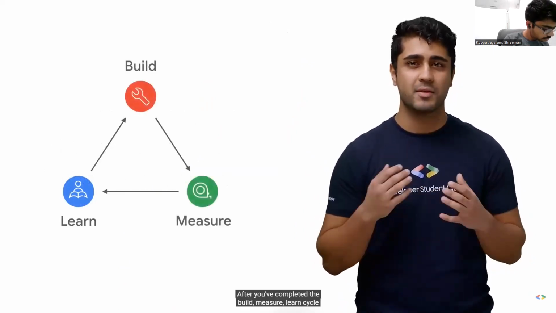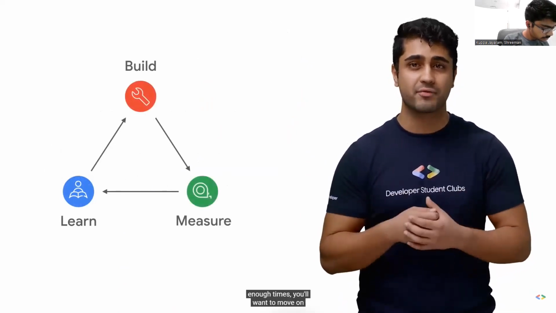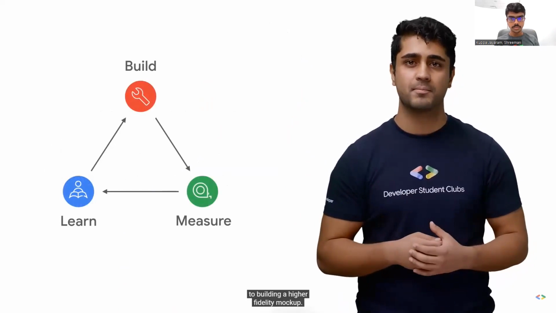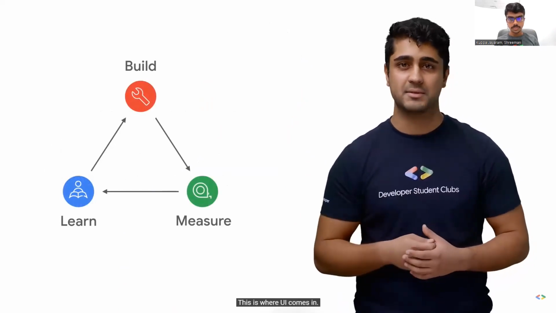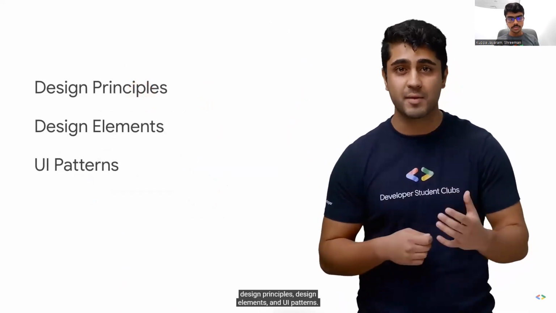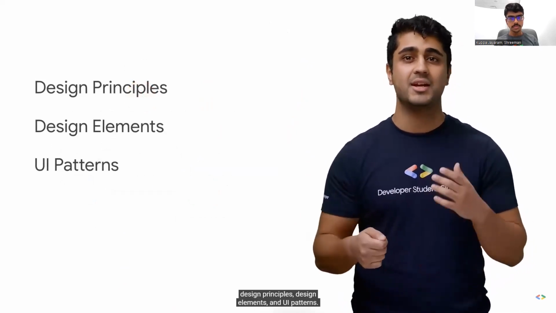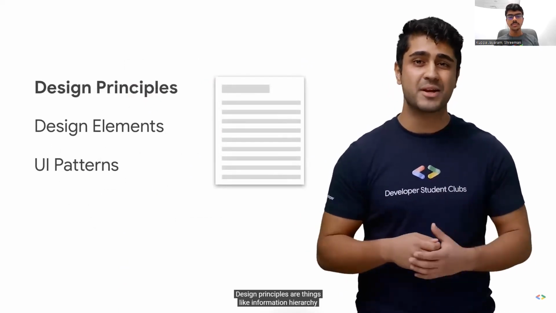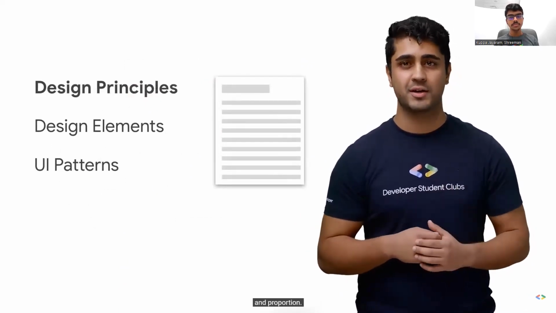After you've completed the build, measure, learn cycle enough times, you'll want to move on to building a higher fidelity mockup. This is where UI comes in. When you're thinking about UI, there are 3 things to keep in mind: design principles, design elements, and UI patterns. Design principles are things like information hierarchy and proportion.